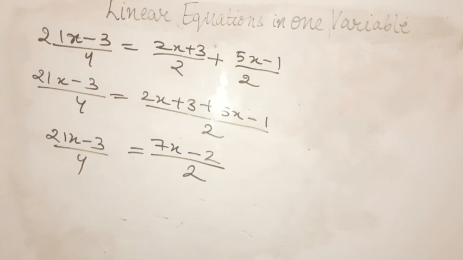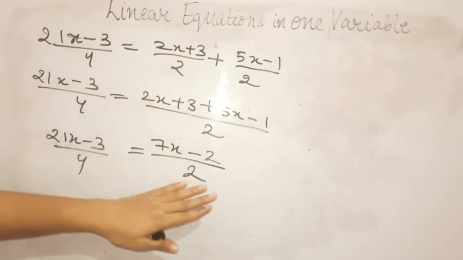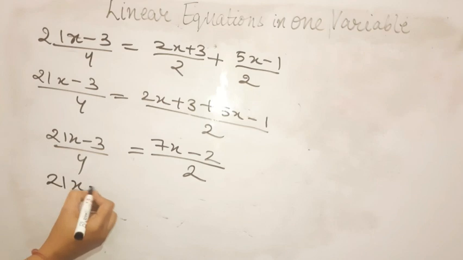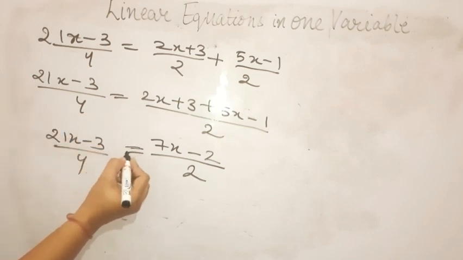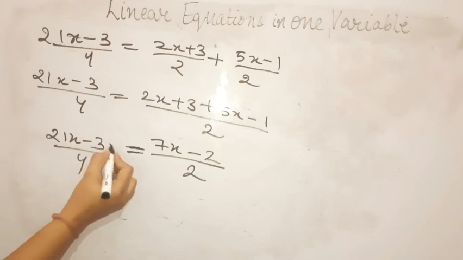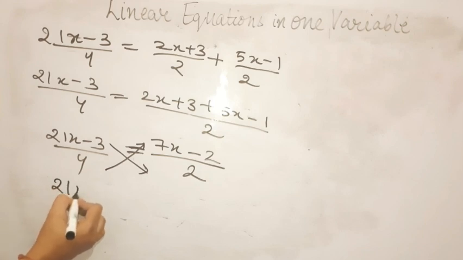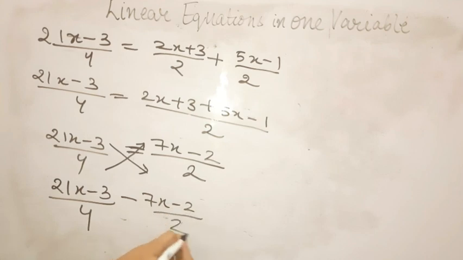Now again, in order to find out the value of x, I have to bring this fraction on the left hand side and equate both the expressions, that is a linear equation, to 0. So 21x minus 3, if you are given any two algebraic expressions or equation equated, and if there is a sign of equal to in between them, so either you can cross multiply, or what you can do is 21x minus 3 upon 4 equals 7x minus 2 upon 2, and you can take the LCM, make a common denominator and proceed.